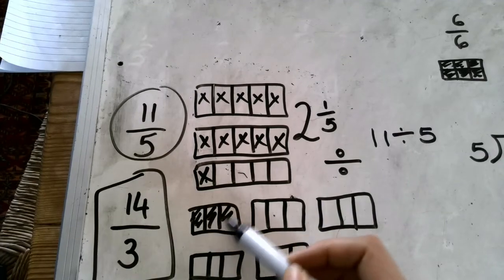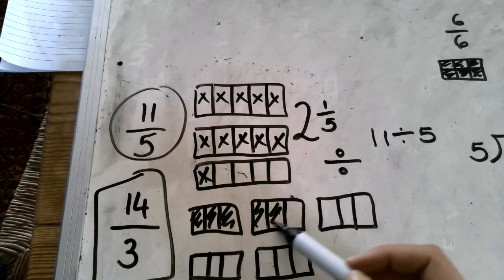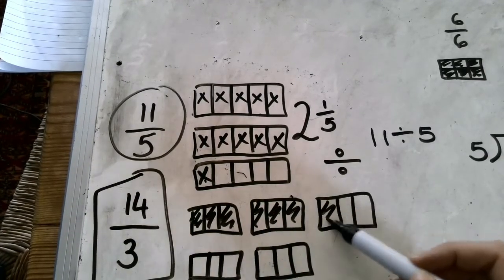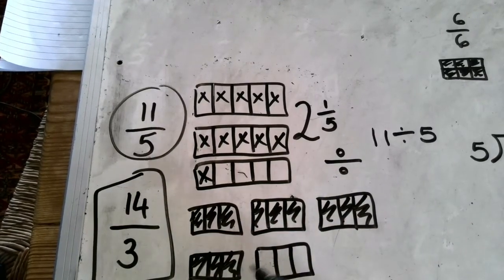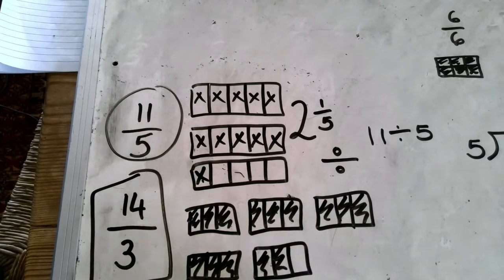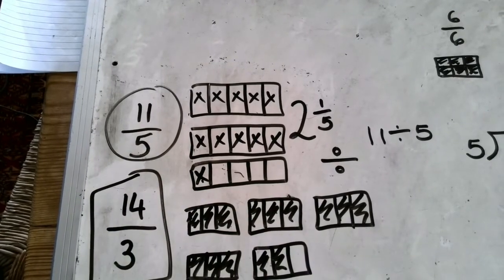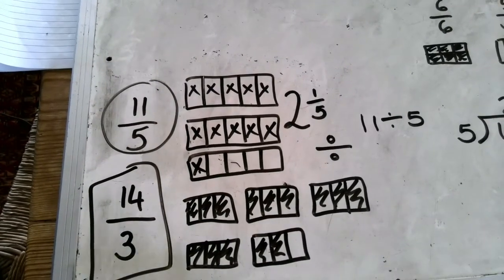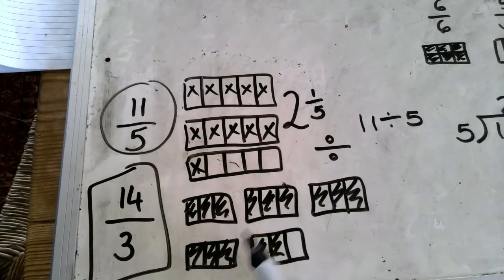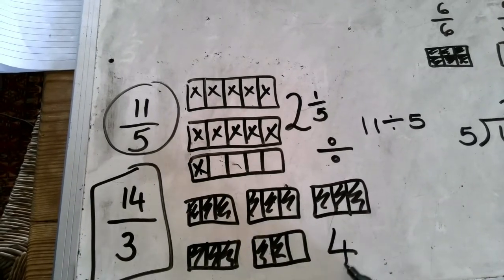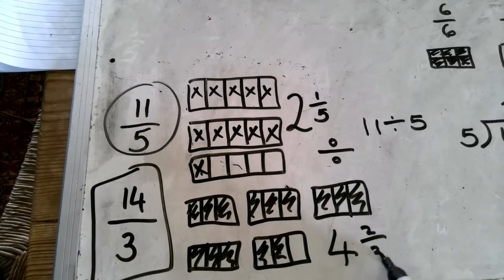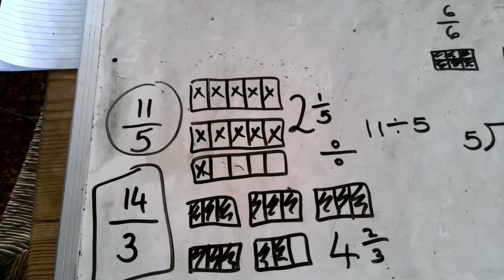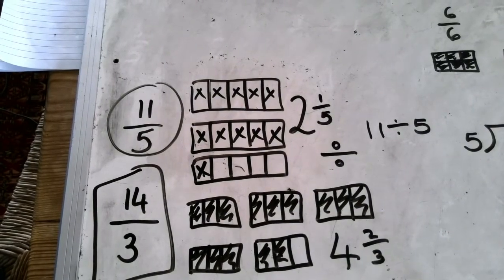I have 1, 2, 3, 4, 5, 6, 7, 8, 9, 10, 11, 12, 13, 14. So we can see that we have 1, 2, 3, 4 whole rectangles coloured in, and on our 5th rectangle we have 2 thirds coloured in. So our answer is 4 and 2 thirds.